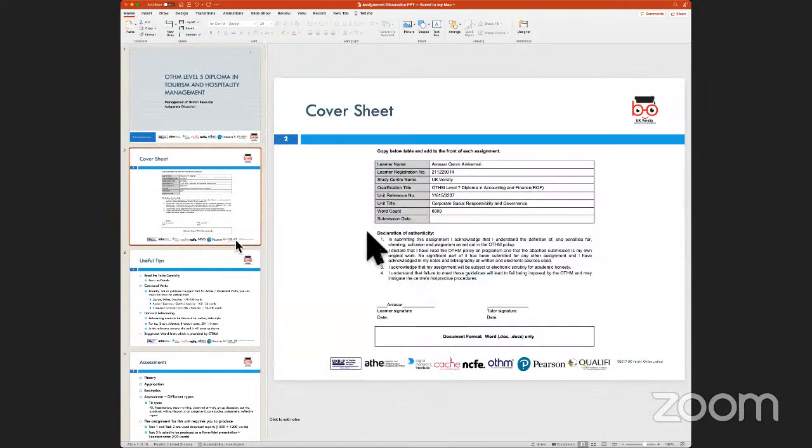So first of all, as we always start, you would need to fill up a cover sheet, and that cover sheet essentially would be required to say, this is your declaration of originality. It provides basic details about your registration number, the unit, the word count, and then you obviously sign it. This is something that you can download from Moodle.